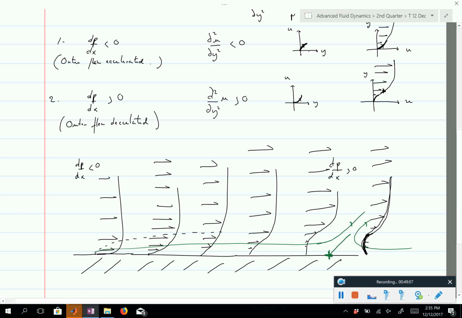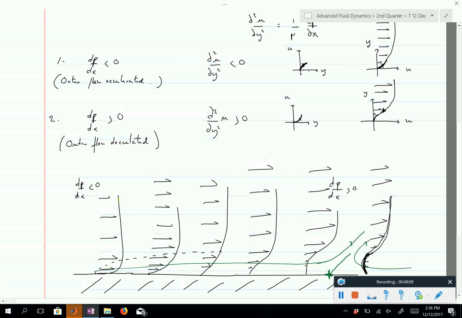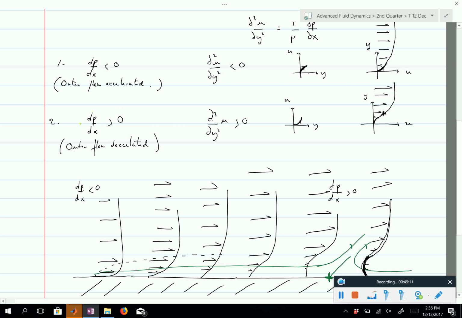Okay? And of course, the more severe this dP/dx is, when this is a sharp gradient, that means that the pressure really quickly increases, or if you think of your velocity, it quickly drops. The more severe that is, the more dramatic the separation will be, and the earlier it will happen.